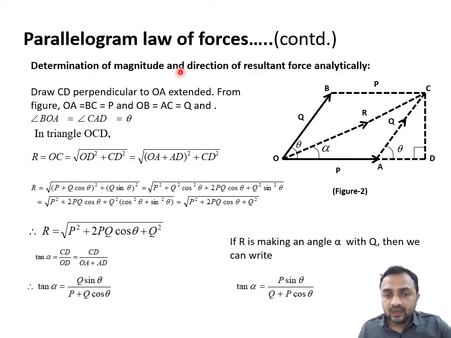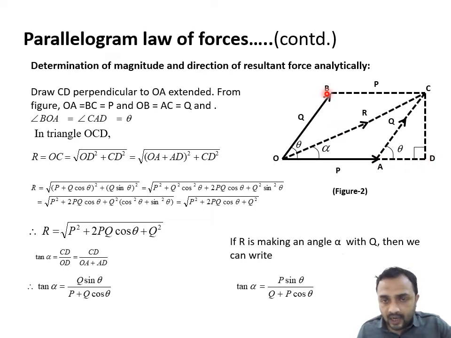Next, we will discuss how to calculate the magnitude of the resultant. Same parallelogram OACB. First draw a perpendicular CD. This is the perpendicular CD, which meets OA extended at point D.